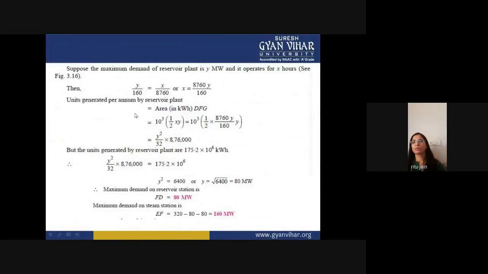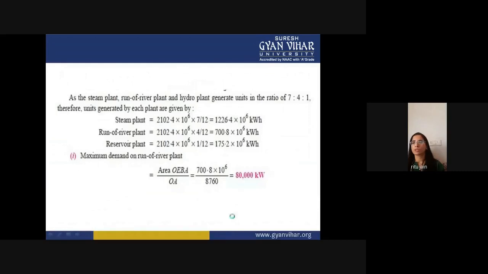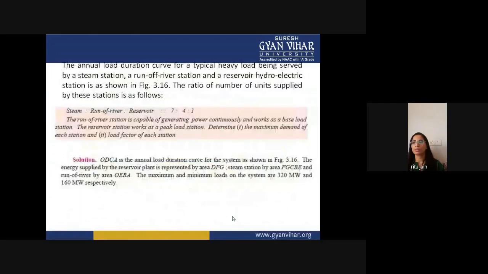So the units generated per annum by the reservoir plant, which is your hydropower plant, is the area DFG in kilowatt hour, and you can easily calculate it by this formula. The maximum demand on the reservoir station is 80 megawatt, and the maximum demand on the steam station is 320 minus 80, which is 240 megawatt, which can be calculated by this curve.